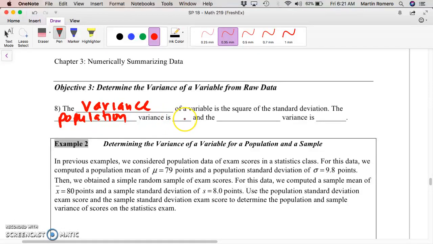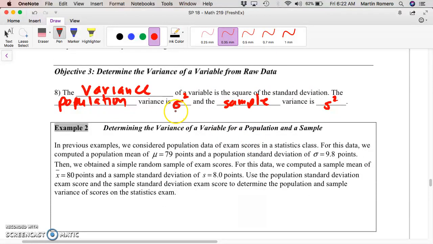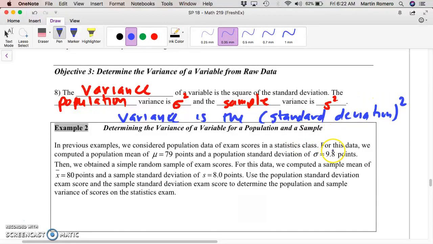The population variance, that's a sigma squared. If you look at the notation, that's a Greek letter. And the sample variance, in case we have sample data, we just use an s, and that's squared, like power 2. So that's the notation. If you want to make a quick note, the variance is really just the standard deviation squared. That's all it is. So those are the symbols we use for standard deviation squared.